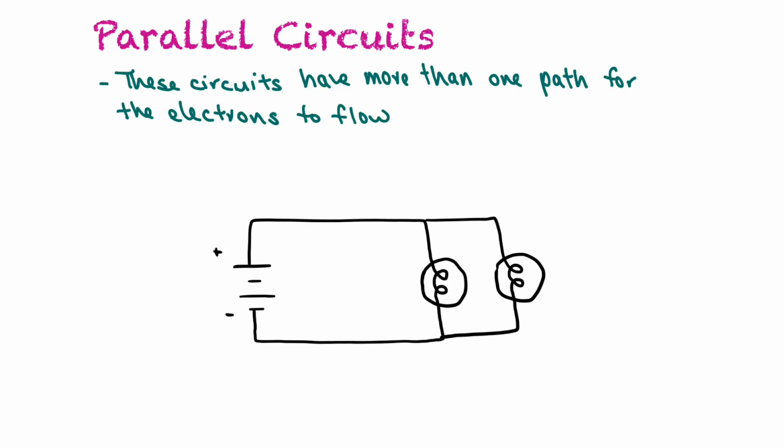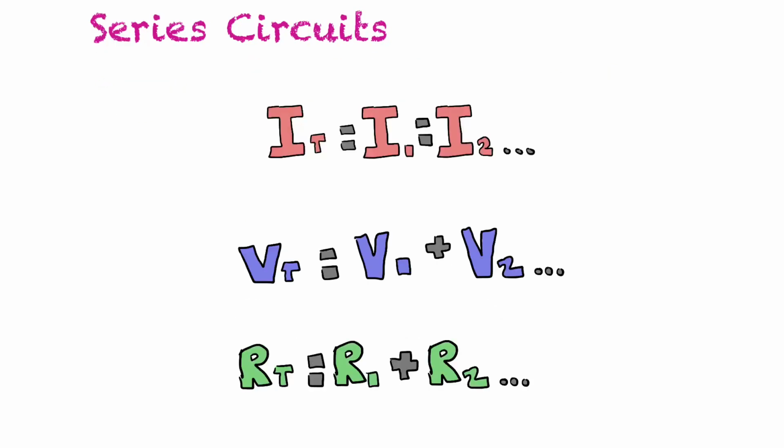Now, in a parallel circuit, the electrons have more than one path that they can flow. So you could see in this circuit, the electrons can flow through this light bulb and back to the battery, or they can go through this light bulb and back to the battery. So in these types of circuits, if this light bulb burned out, this one would be just fine because the electrons can still flow through that circuit.